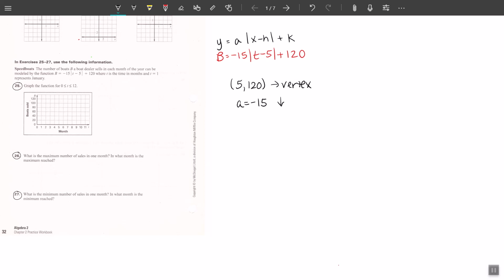So we can go in and we can plot our vertex on this graph at 5, 120. So that's month 5. Boat sales were 120. And then from there, you can use that negative 15 to plot some of the other numbers. So go ahead and pause the video and try using that slope to get some more values in, and then start it up again.